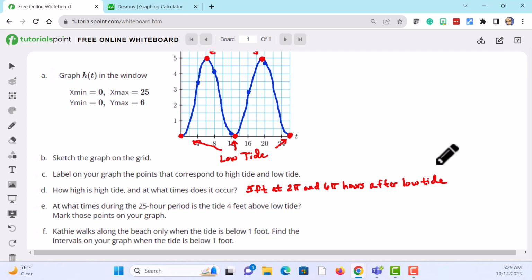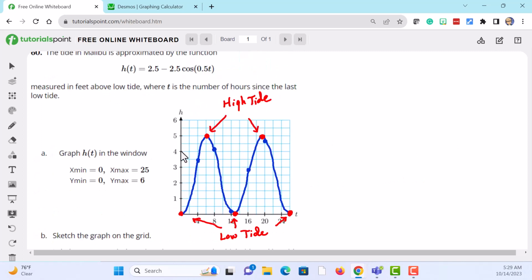In part E, we're asked at what times during the 25-hour period is the tide 4 feet above low tide? Mark those points on your graph. So one way to answer the question is to look at our graph and look at 4 feet above low tide. It appears that we have 4 different times. Those values are approximately 4, 8, 18, and 22.